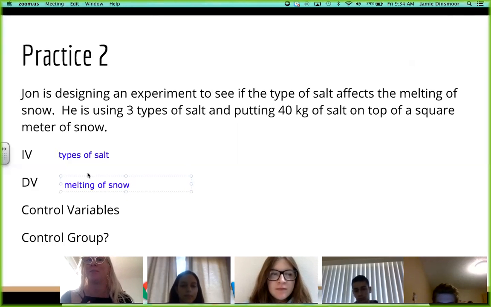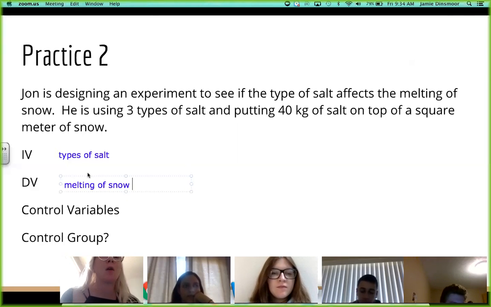And I've actually done an experiment like this before, where we did road salt, table salt, and charcoal. There wasn't really that much of a difference, but the charcoal actually prevented the snow from melting. But the table salt and road salt both melted it pretty well.